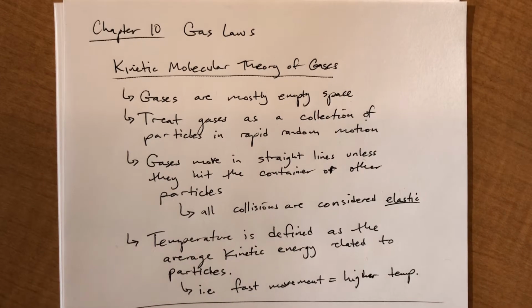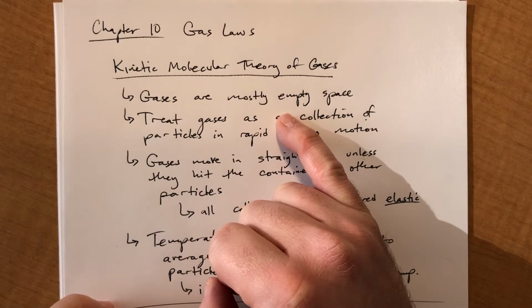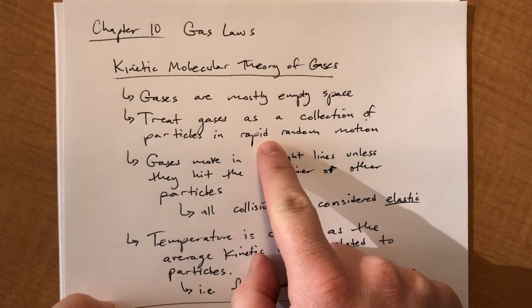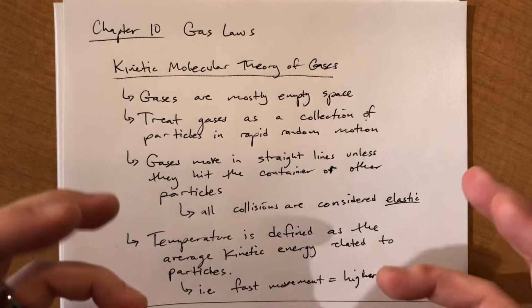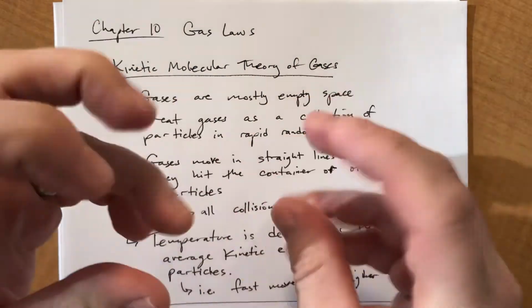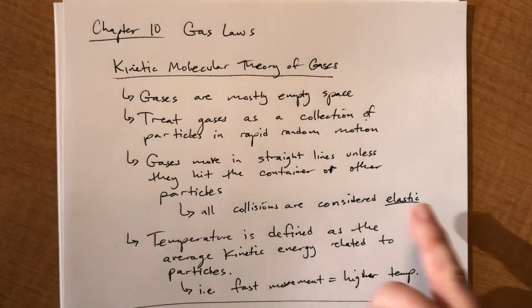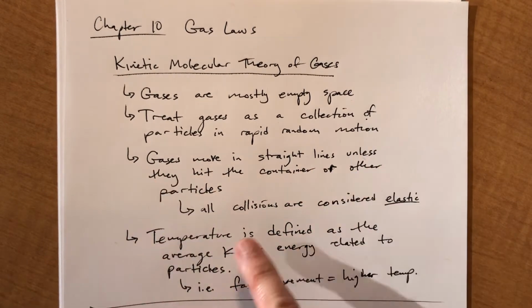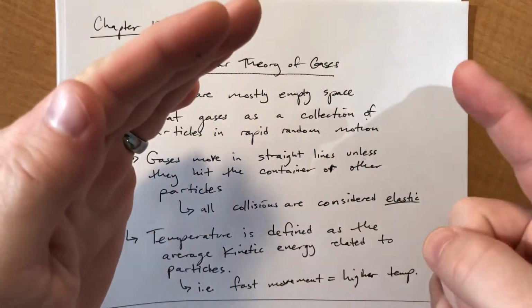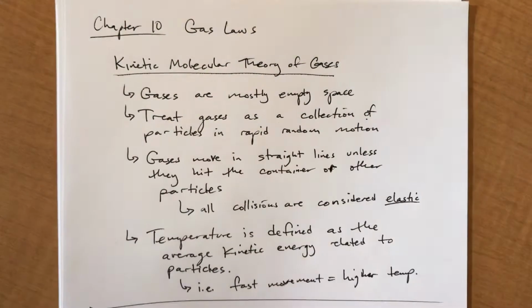as easy as possible. So this is something called the kinetic molecular theory of gases, which sounds way more complicated than it really is. Essentially, when we talk about gases, we are going to assume that it is mostly made of empty space. We're going to assume that basically it's a bunch of particles moving really quickly all over the place in a pretty random motion. We are going to assume that every particle is moving in a straight line unless it hits the container and bounces off, or hits other particles and bounces off.